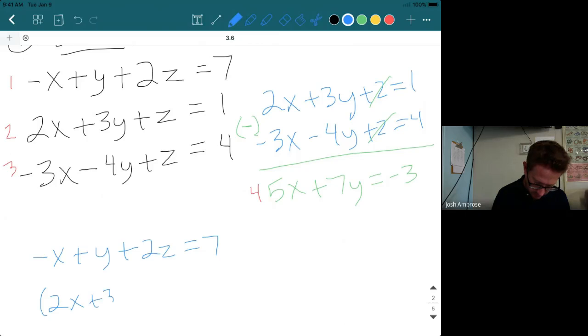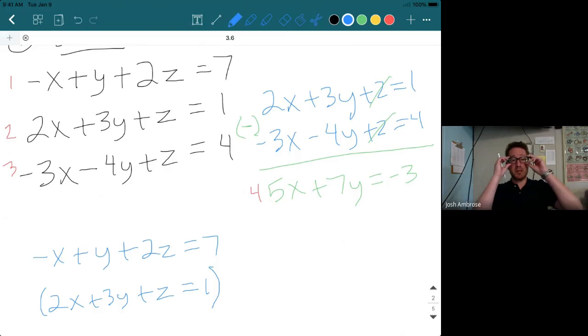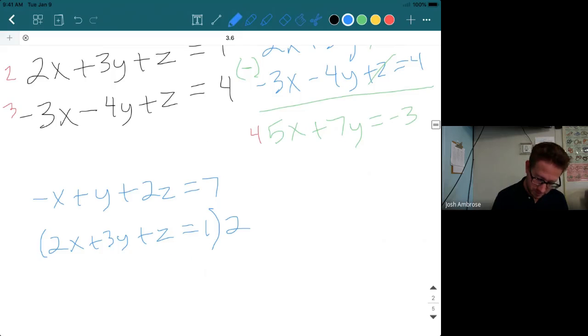And now I'm going to take equation 2, but I'm going to put it in parentheses. 2x plus 3y plus z equals 1. And why am I putting this in parentheses? Because I cannot immediately go and eliminate z. You'll notice in equation 2, z has a coefficient of 1, but in equation 1, z has a coefficient of 2. So I can't just eliminate that. That means I must multiply all of equation 2 by the number 2. So basically I'm going to have to distribute a 2 into every part of the equation.